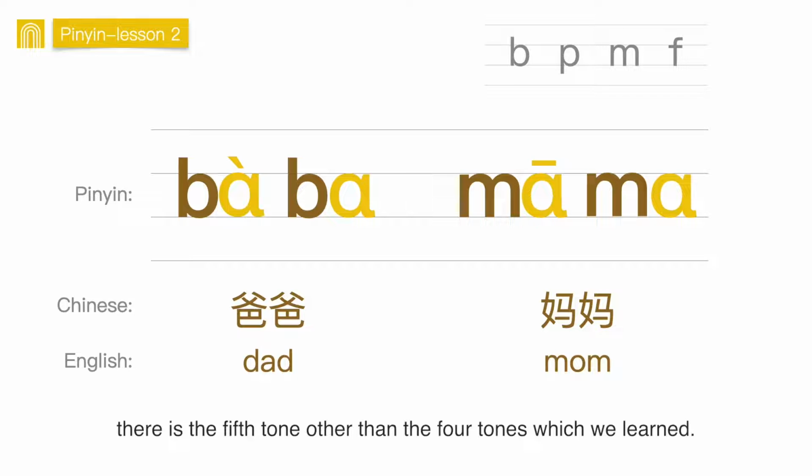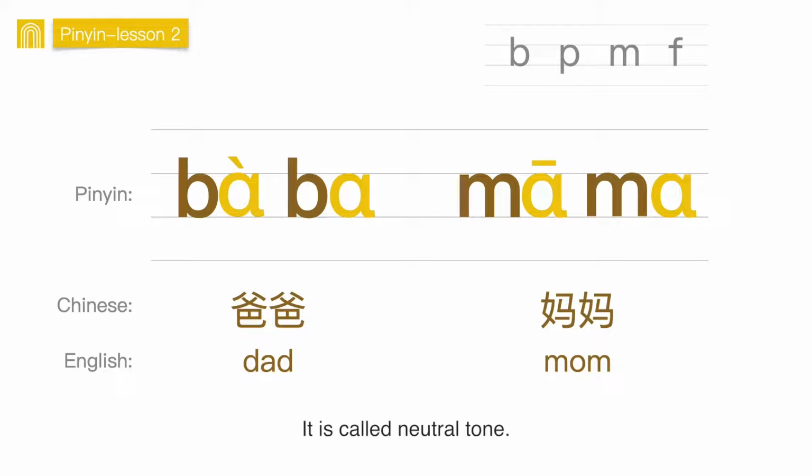There is the fifth tone. Other than the four tones which we learned, it is called natural tone. You can read it lightly and shortly. Read ba, ba. So read them together like this. Ba, ba. Read after me. Ba, ba. In the same way, ma, ma.